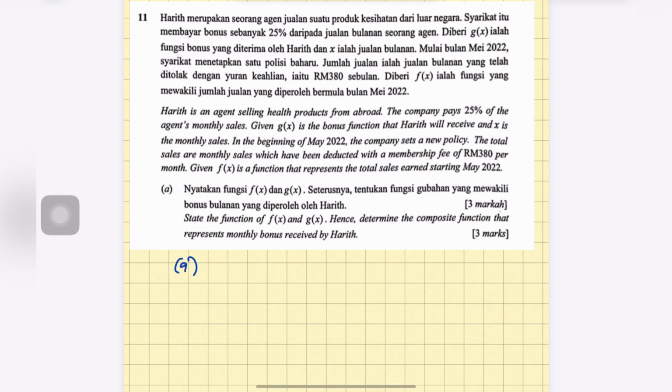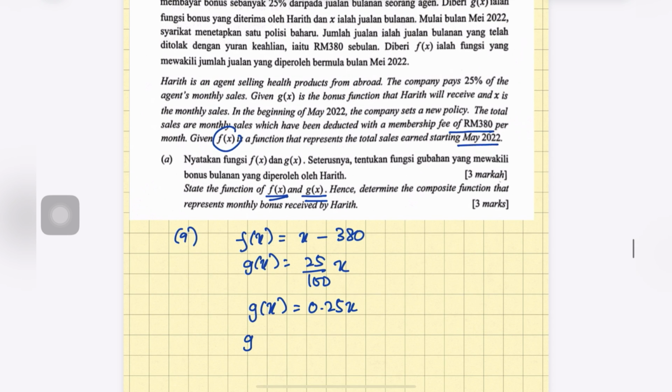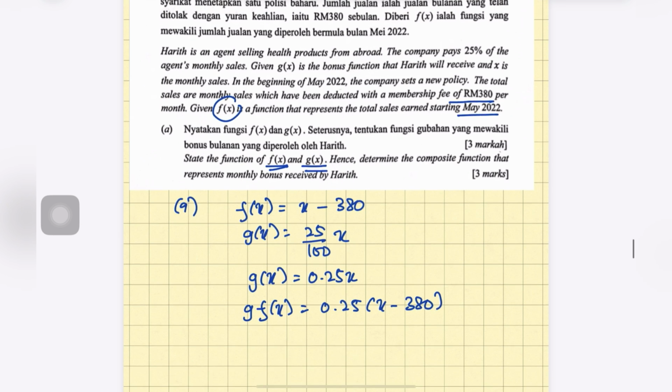Okay, so f(x) represents total sales earned starting May 2022 with the deduction, so f(x) is x minus 380. Then g(x), which pays 25%, so 25 over 100 x, or g(x) equals 0.25x. Hence, determine the composite function that represents the monthly bonus received by Harith. It means the deduction is done first, then the 25% is paid. So gf(x) equals 0.25(x minus 380) equals 0.25x minus 95. So this is gf(x).